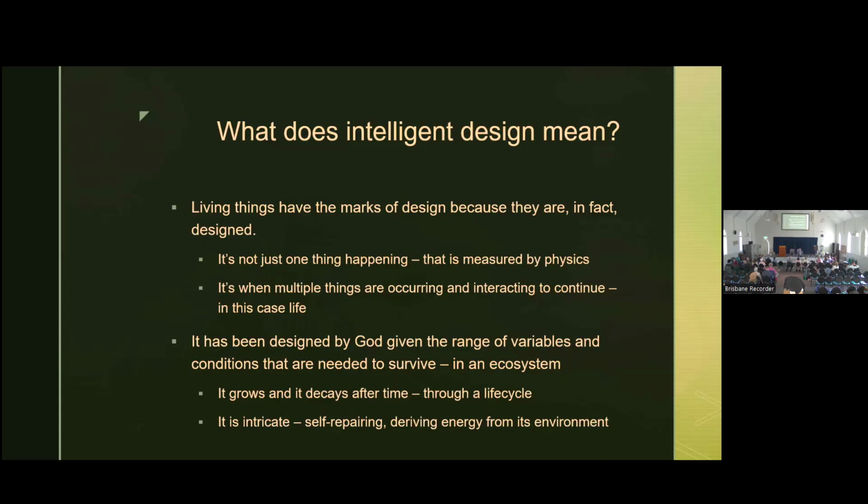And the reason we say that, not only from what we can read in the Bible, but we can see that the range of variables, the range of conditions that life needs to be sustainable, had to happen. So it happened in a moment, and it meant that all those variables had to be in place for that life to be sustained. So it's intricate, it was self-repairing, it was deriving energy from its environment. That's what life means, to exist.